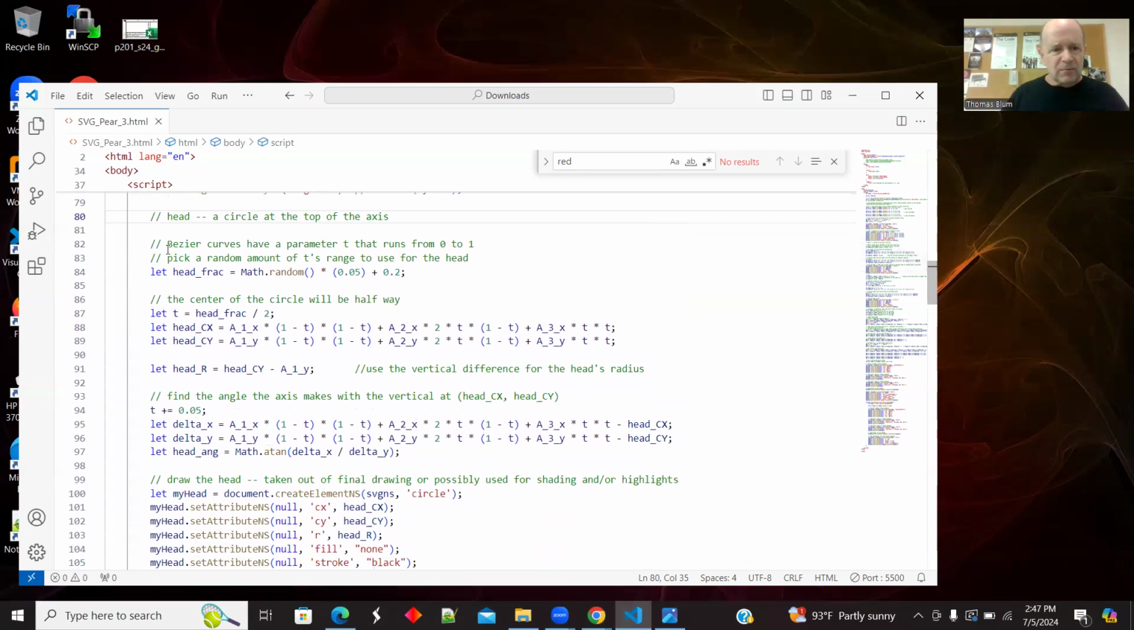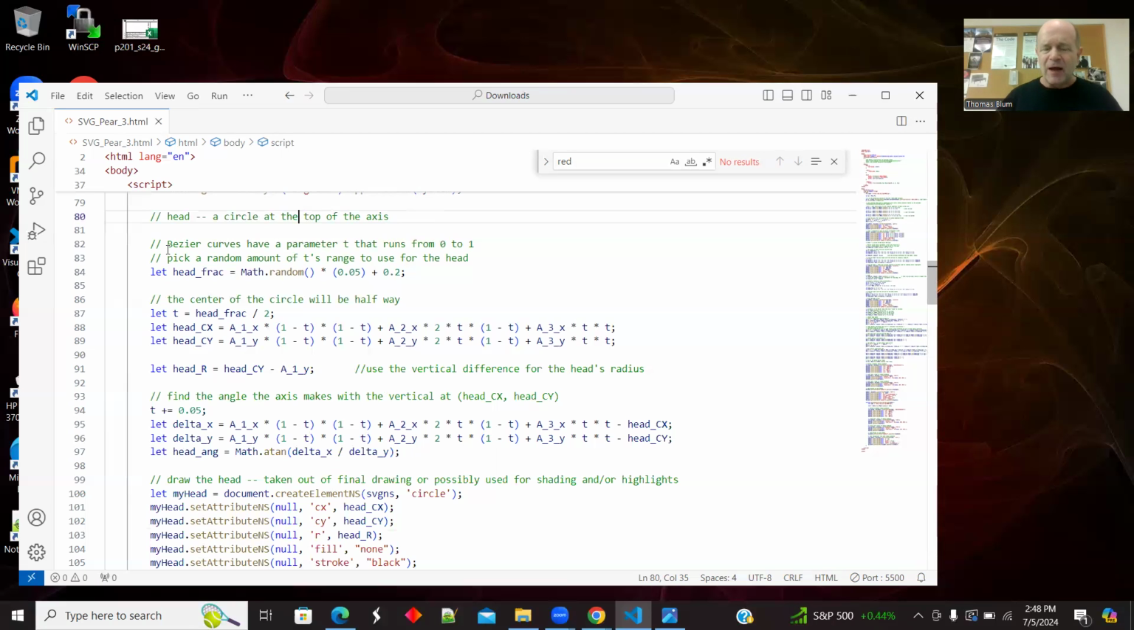And again, the axis is this Bezier curve. And when you're working with Bezier, you have a parameter t that moves from 0 to 1 as you go from your starting point to your ending point, your anchor points, the points that are actually on the curve. So when you start off with 0, you're at your first anchor. When you end up at 1, you're at your second anchor.